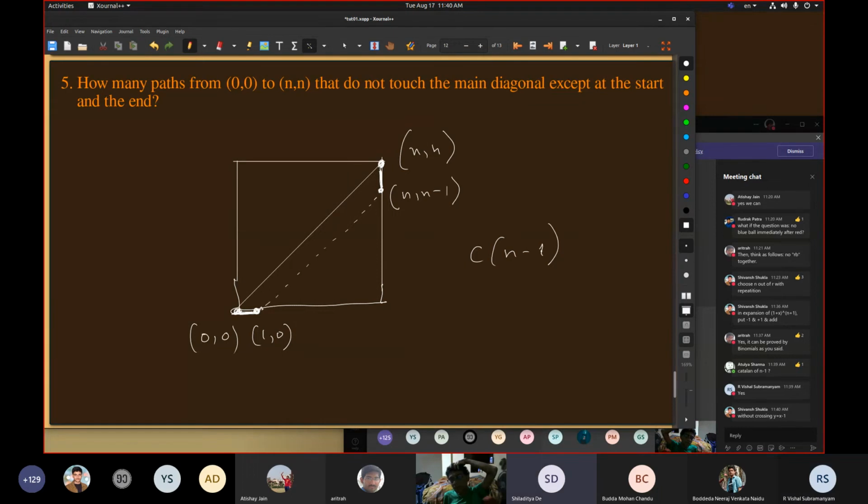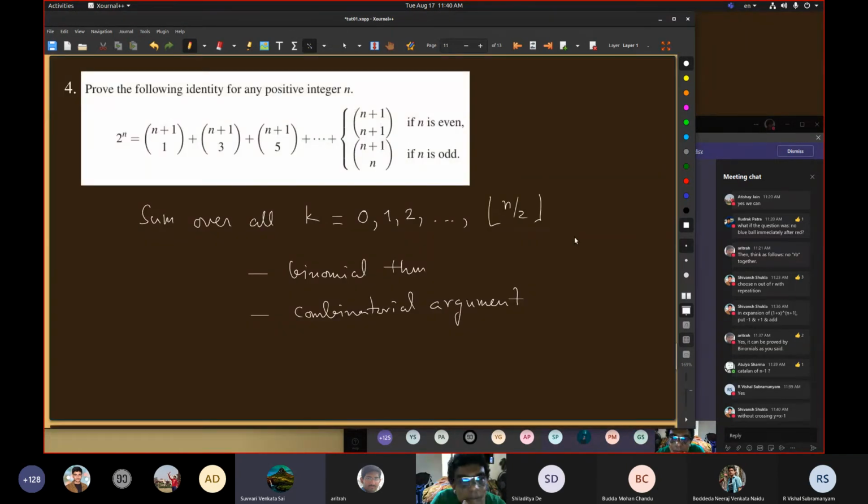Yes, sir. Sir, in the previous question, in the fourth question, I didn't get how you found the sum to be 2 power n. What is 2 power n? This is the total count of all possible binary strings of length n. Because in the first position you may have 0 or 1, in the second position you may have 0 or 1, in the third position you may have 0 or 1, and you have n positions. So it is 2 times 2 times 2, an n-fold product, 2 power n. Okay.